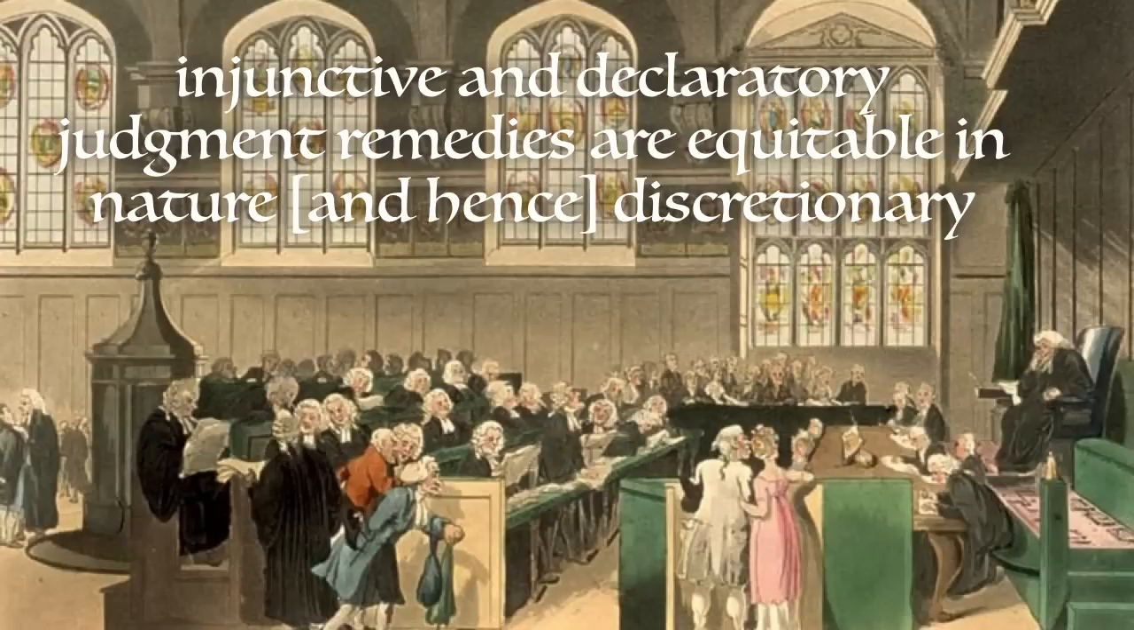Injunctive and declaratory judgment remedies are equitable in nature and hence discretionary. The Chancellor in equity will not grant a remedy unless the final agency action also possesses ripeness. How is a court in equity to decide whether final agency action is ripe for judicial review? We know how to judge whether a tomato is ripe, but how can a court tell whether an agency action is ripe for review?